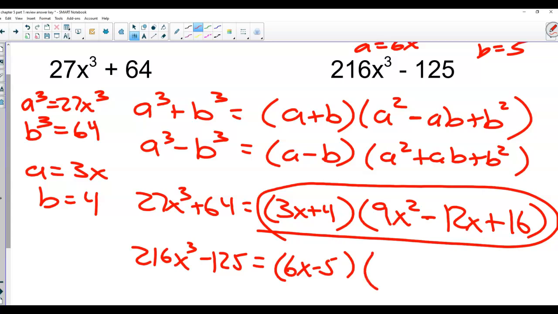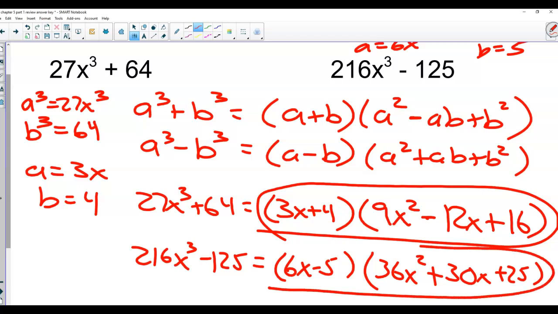We square the 6x for the a squared. That's 36x squared. Plus a times b, 6x times 5 is 30x. Plus 5 squared is 25. And that right there is your answer.